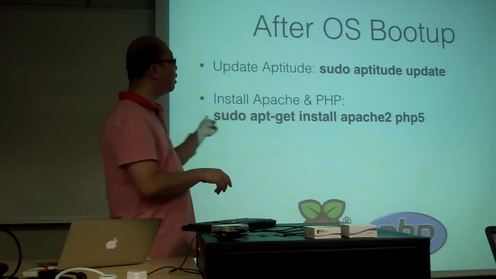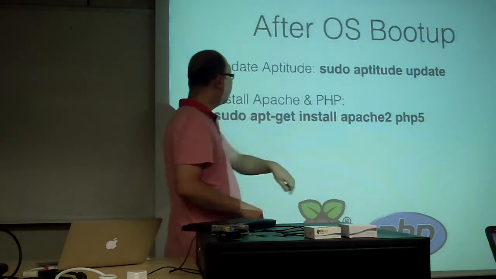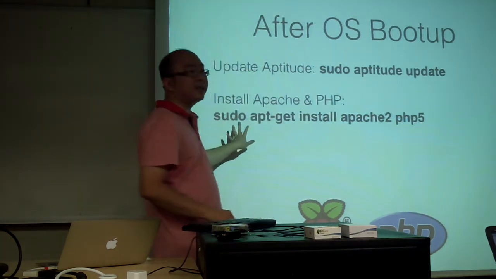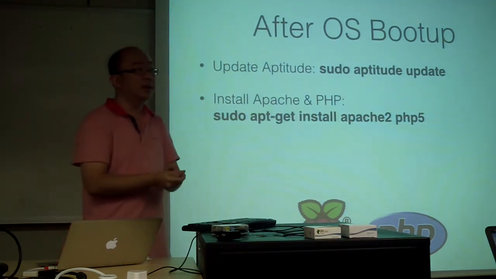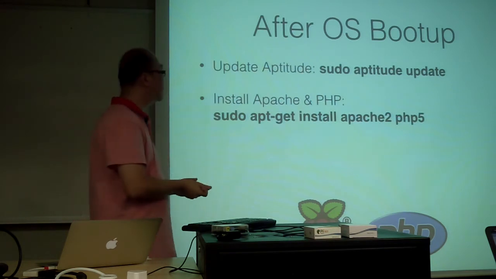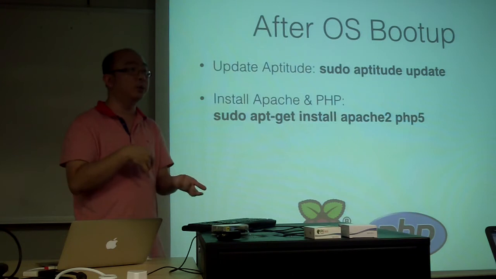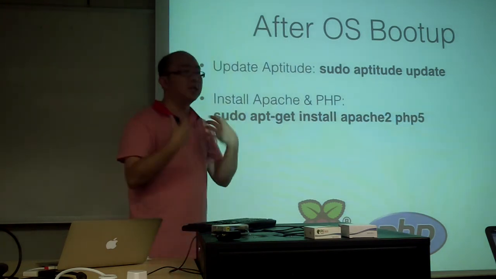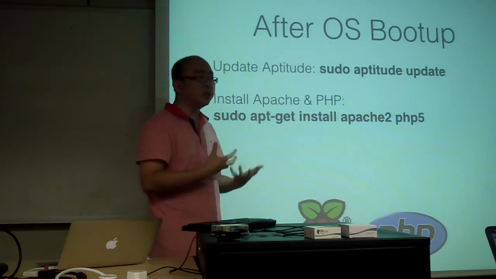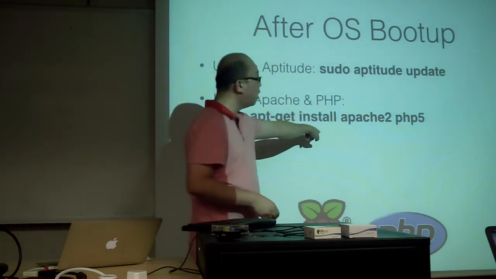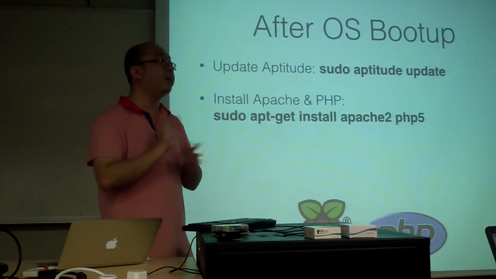Next thing you want to do is install Apache and PHP. So you just do a sudo apt-get install. Sudo means telling the system that I'm acting as the super user, as a root user, right? You're logged in as user Pi, but the Pi user has sudo rights, so you type sudo, which gives you root access. apt-get is a shortcut to aptitude. So apt-get install will help you install new packages, new software like PHP and Apache.